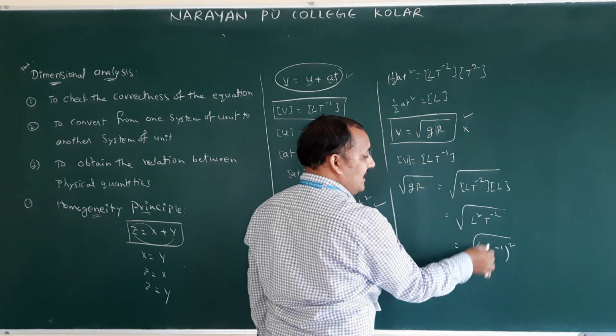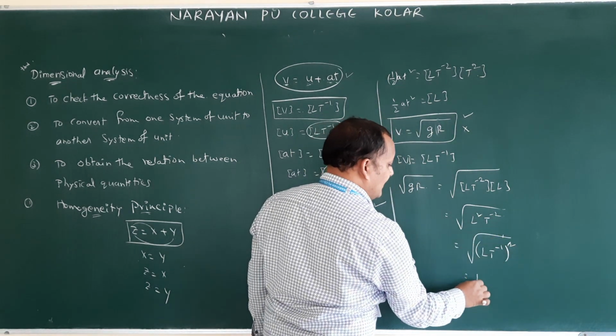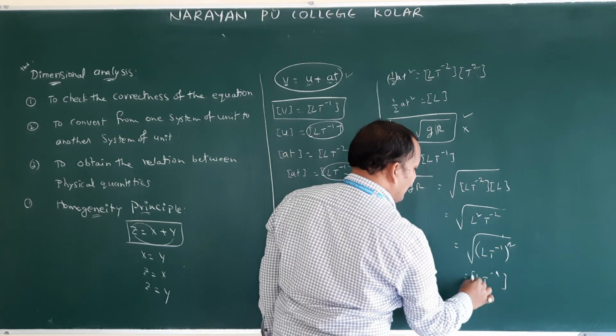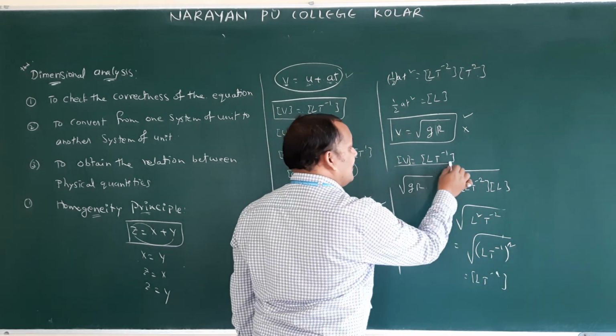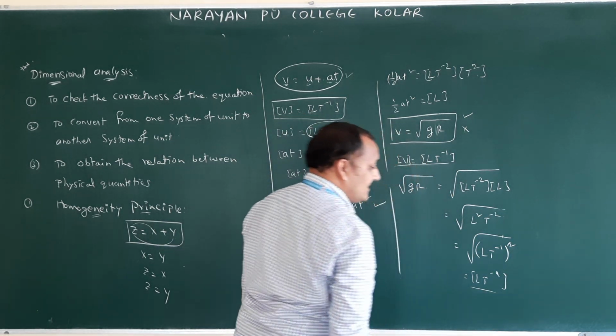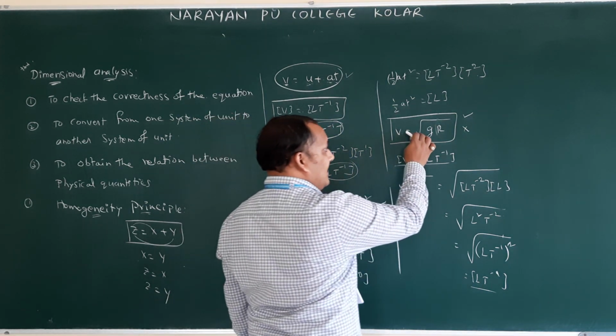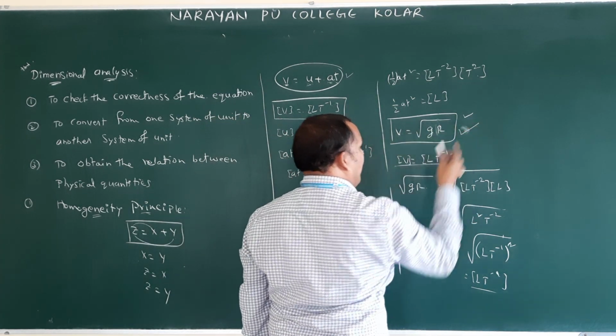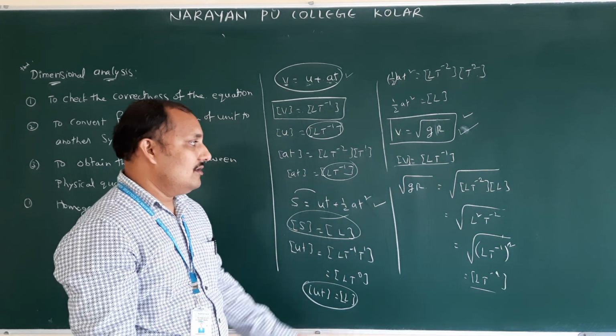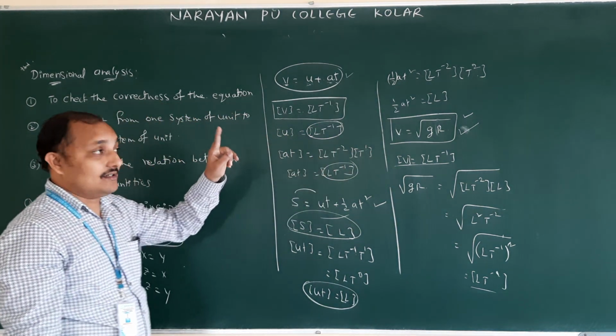Can we write, both will be the same one? Square and root will be cancelled. Therefore L T power minus 1. LHS is L T power minus 1, RHS is L T power minus 1. Therefore this equation is correct. Understood? So that is the first application.